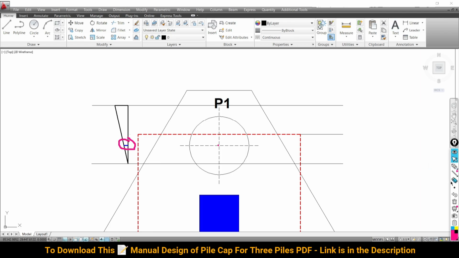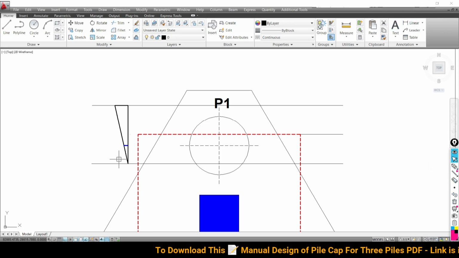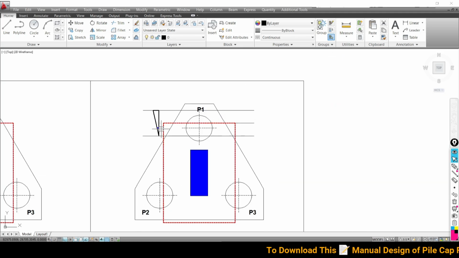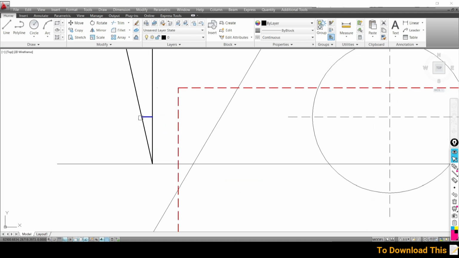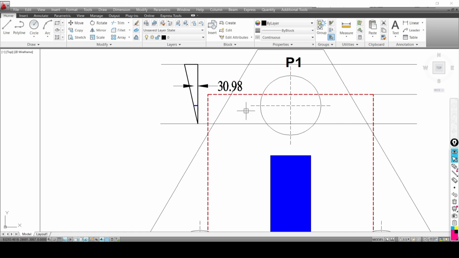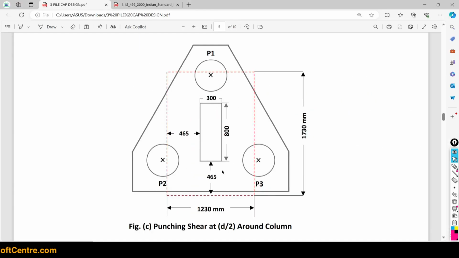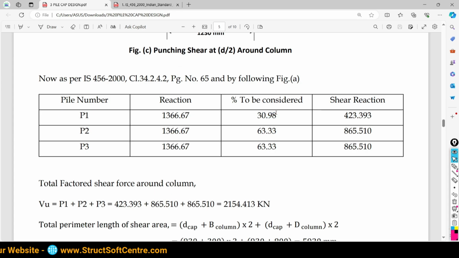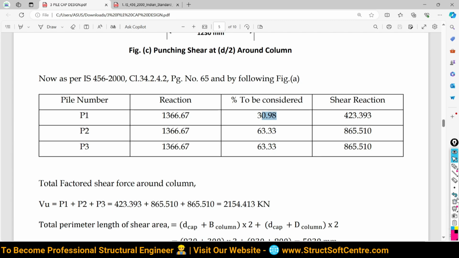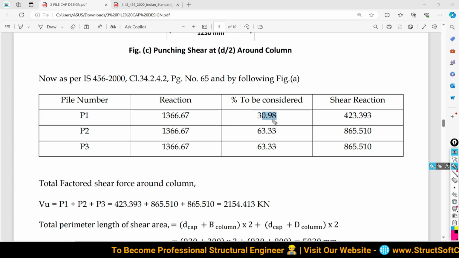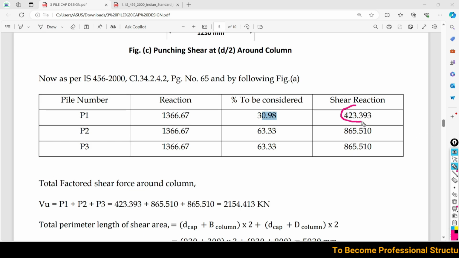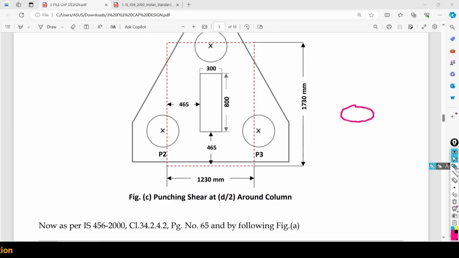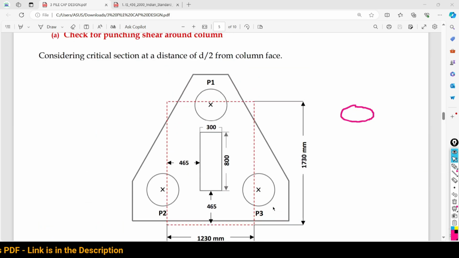For that reason, I am going to measure it again. Either you take the help of graph paper or the help of CAD software. Here it is 30.98. So I am going to put this value for P1, 30.98 percent needs to be considered. Basically you have to multiply 30.98% with 1366.67, so you get the reaction as 423.393.